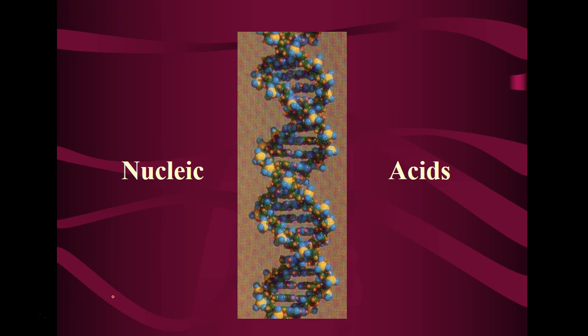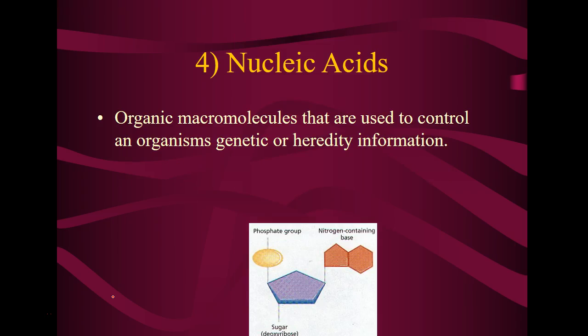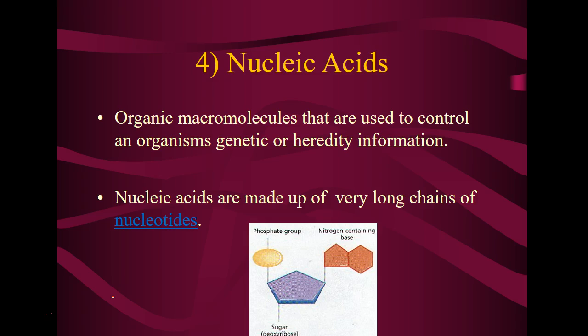All right, nucleic acids. So again, organic macromolecules. These are used to control your genetic information. These are stored in the nucleus of a cell, and these nucleic acids are made up of very long chains of nucleotides.